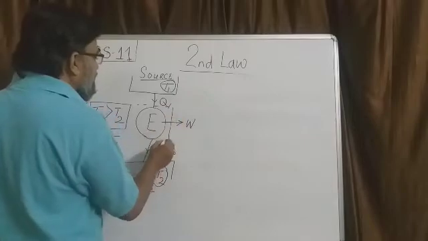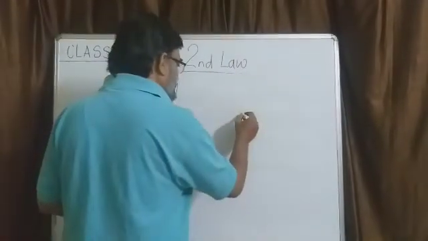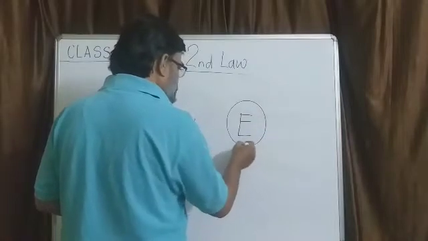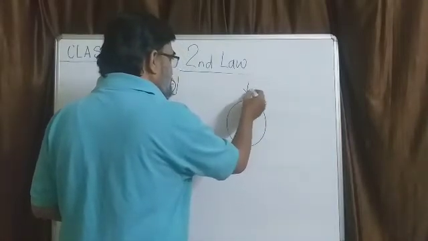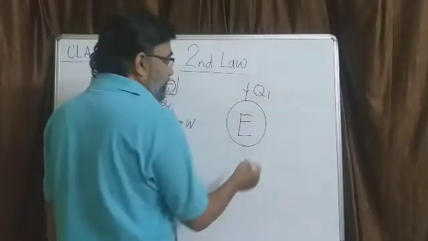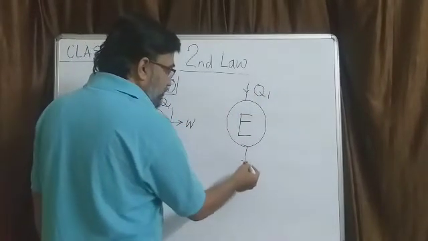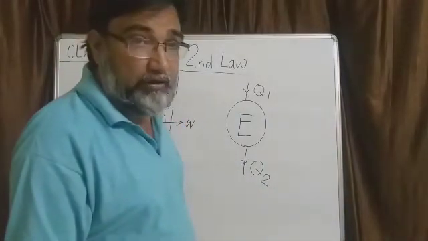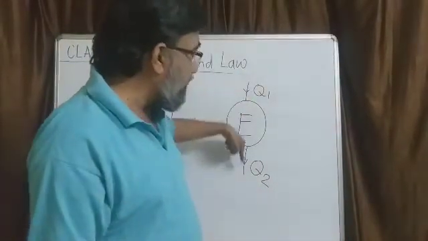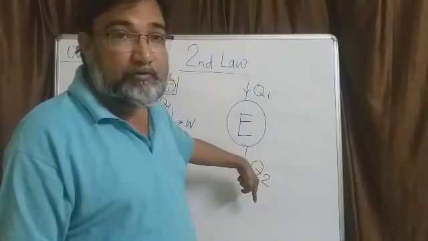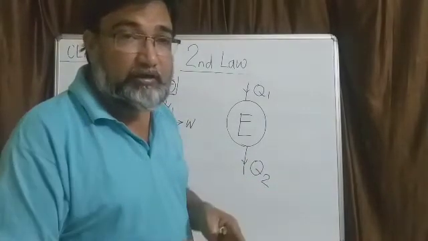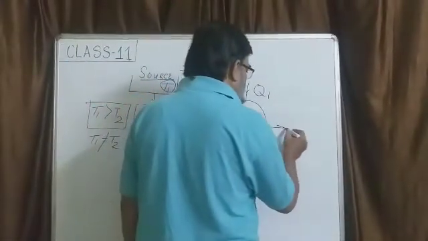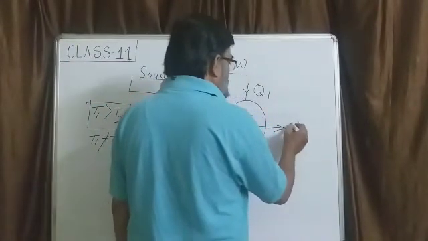So this is the engine. What is coming to the engine is Q1, an amount of heat that is coming to the engine. Q2 is the amount of heat that is rejected by the engine. One is supplied to the engine, one is rejected by the engine. So what is the net heat transfer to the engine? Q1 minus Q2. And what is the net work transfer? The W.